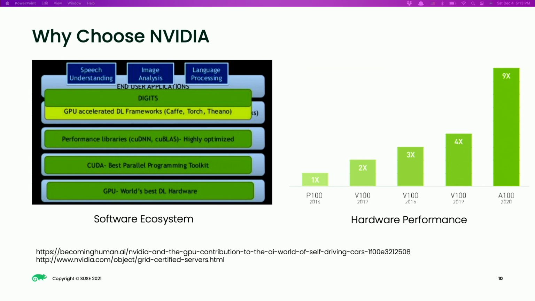The other side is NVIDIA evolves quite a bit better. If you see the picture there, each generation, Pascal, Volta, and Ampere, has a significant performance improvement. That helps them attract customers a lot. So anyway, we stick to NVIDIA GPU virtualization as the starting point.